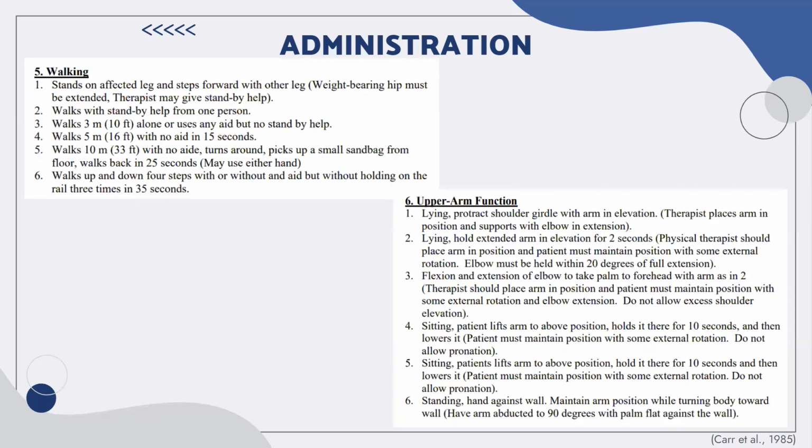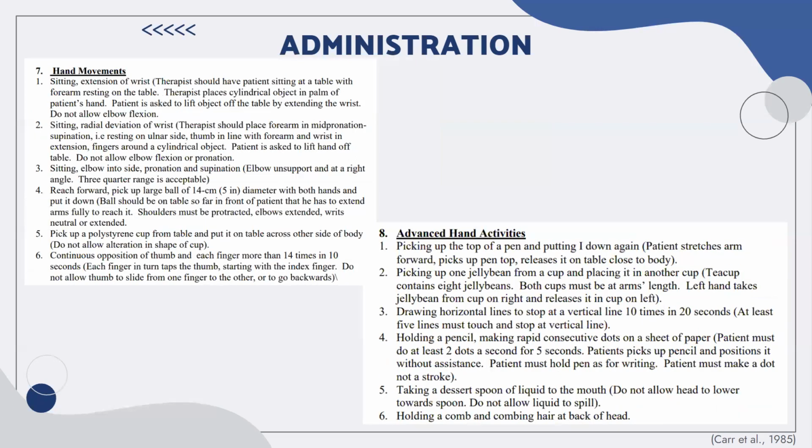Then again, this is the breakdown of items 5 through 6. Again, following that same hierarchy of number 1 being requiring the most assistance and number 6 being the most independent. Then these are items 7 through 8, again following that hierarchy pattern of 1 being the most assistance required and 6 being the most independent.